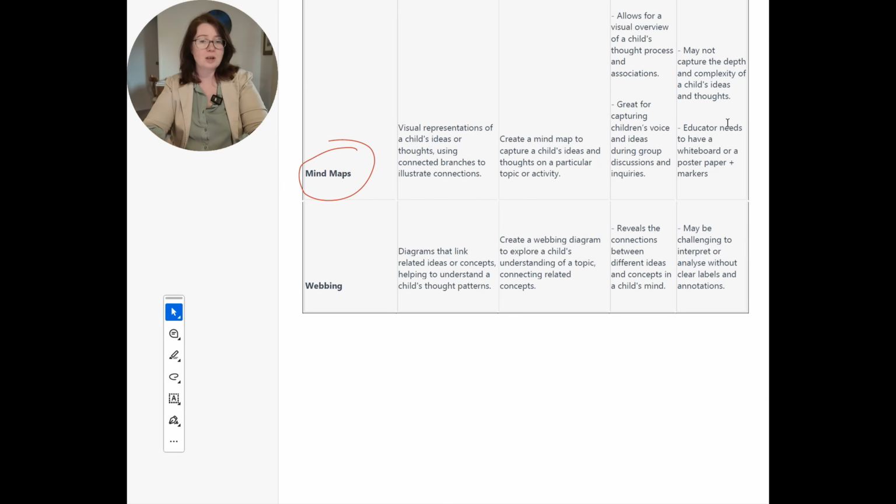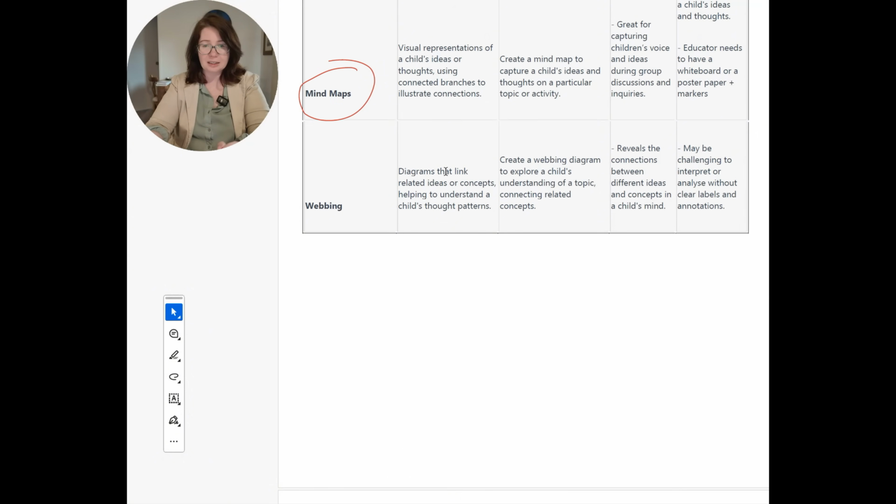But the educator also needs to have tools like poster paper, markers, or create a mind map on the iPad as they go, or use flow books. Webbing is very similar, but it is more like a diagram that links related ideas and concepts. Mind maps were created by Tony Buzan, and they are very unique and colorful. They kind of mirror our brain neuron structure, while webbing is more like a typical diagram that you've learned about at school. It reveals connections between concepts and ideas. It's also part of inquiry learning or the project-based approach.